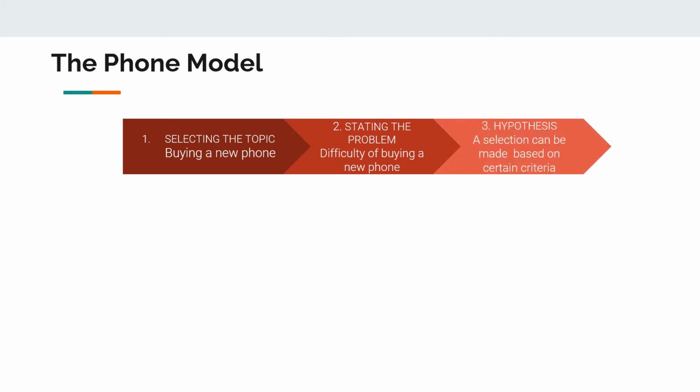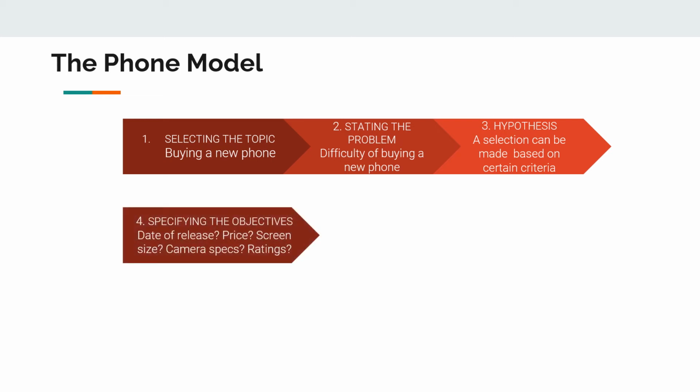Your hypothesis would be something like, it is possible to arrive at a selection if you choose the criteria for selection carefully. Your objectives would flow from the hypothesis. They could be something like, what are the criteria I'm looking for in my new phone? How can I prioritize my criteria to help my selection? How can I narrow my search down to these 3 phones?